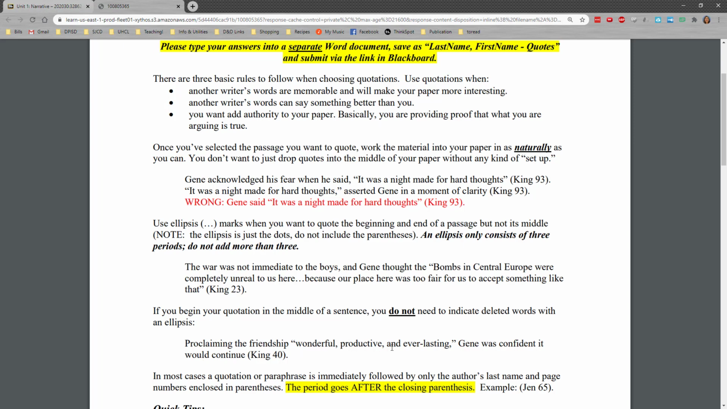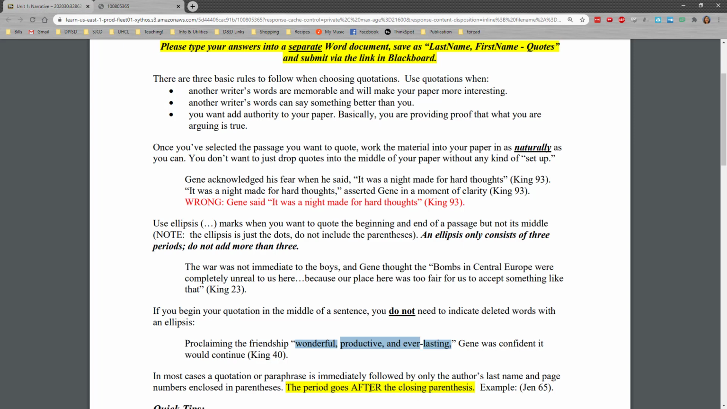Proclaiming the friendship wonderful, productive, and everlasting, Gene was confident it would continue. Now, a word of caution here. Wonderful, productive, and everlasting are very common words, and normally wouldn't really require you to quote them. However, in this case, because of what it's adding to the story, and because it's a particular order of the words, you do want to use that as a quote. If you're saying something like all-inclusive vacation, you wouldn't quote that. It's too common. It's said that way everywhere that it's said. Short little pieces like that do not make up a quote.